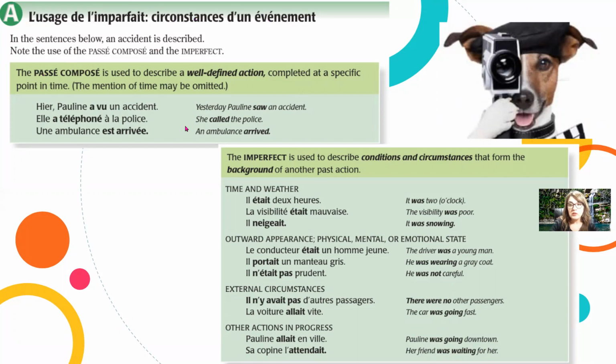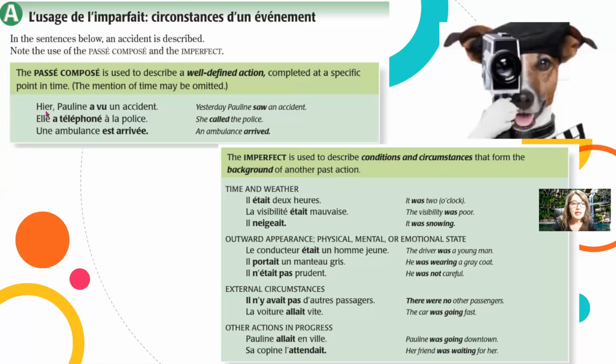So let's compare in these two tables. We will compare the use of the passé composé versus the use of the imparfait. The passé composé is used to describe a well-defined action completed at a specific point in time. The mention of time may be omitted, but it should be included and understood. Okay, so let's look at this little paragraph here. It starts with hier. Right away we can see when it starts with hier, the time is precise and well-defined. When did the action happen? Hier. And it was completed and finished hier.